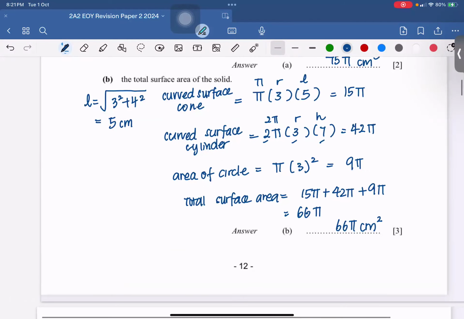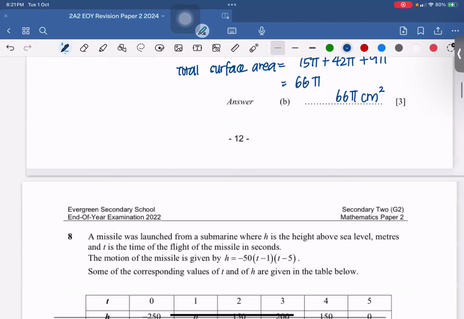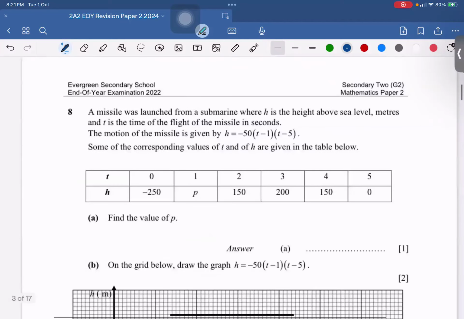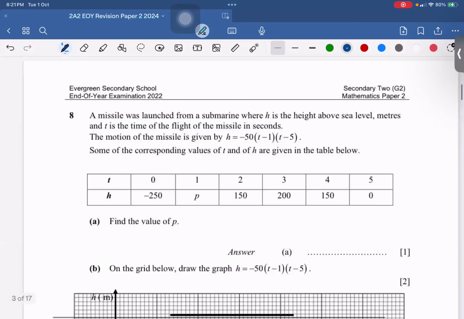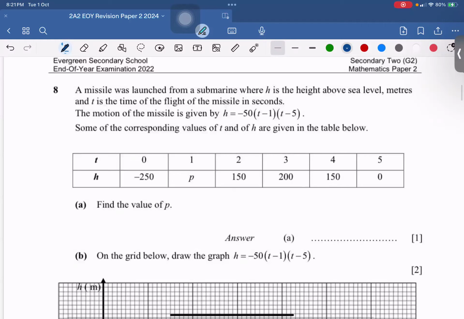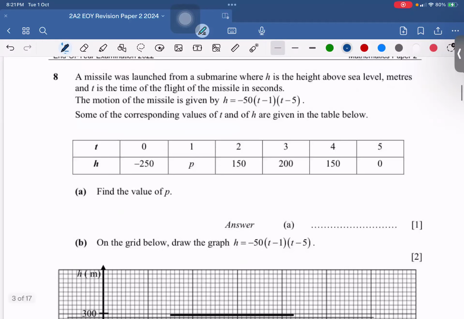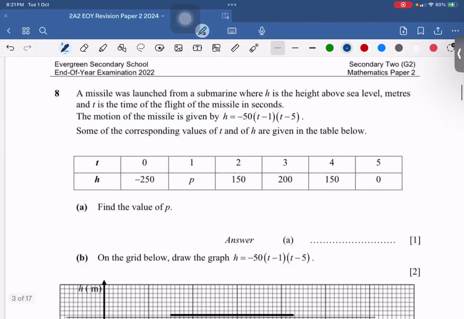I'm going to do a couple more of the exam questions. I'm going to do one question on the graph. You must practice all the graph questions. Now, this graph question is a quadratic graph, but with a scenario, with a story. This missile was launched from a submarine, where the height h is my vertical axis, the height above sea level in meters.